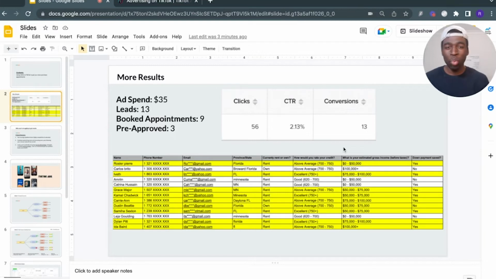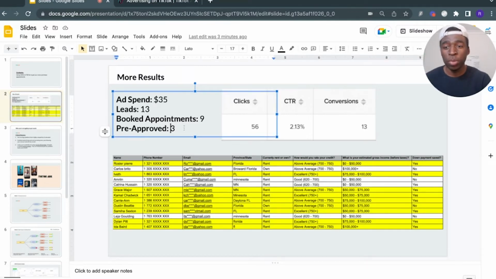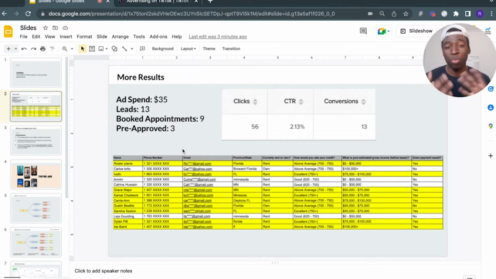So slide number 2 here was a separate case study that I included in the presentation, but essentially we spent $35 on TikTok ads to get 13 leads at the time, which converted into 9 booked appointments because we had some automations in place with our CRM connected for the broker as well. And those 9 booked appointments converted into 3 pre-approvals as well. So that was actually a pretty good campaign.